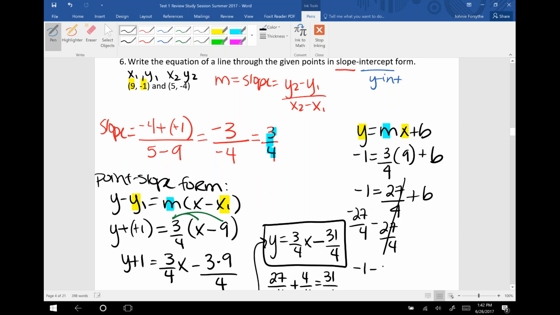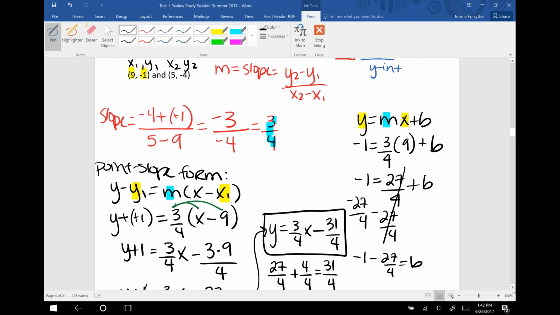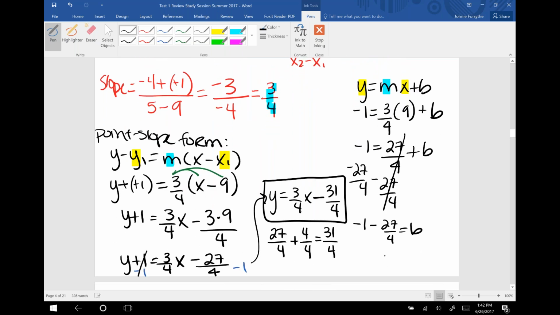So I have negative 1 minus 27 over 4 equals b. And remember, this is what I was doing over here, which ended up being negative 31 over 4. So now that you have your b, you would just go back and plug it into your original equation. You'll plug that in there. So you would write y equals 3 over 4 x, and then you would write what you got for b. So it's just two different ways to get the same answer.